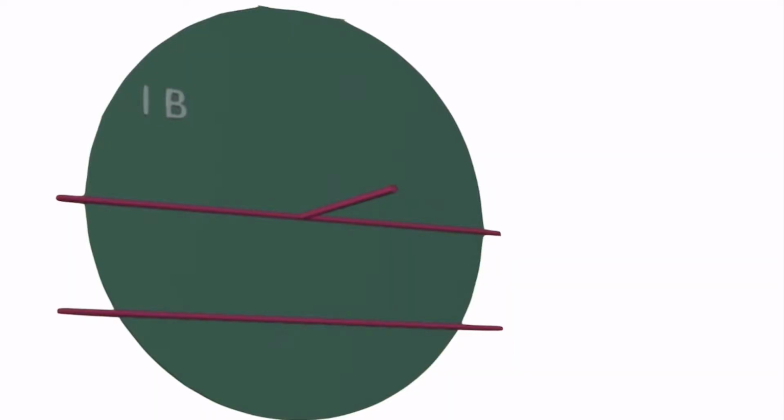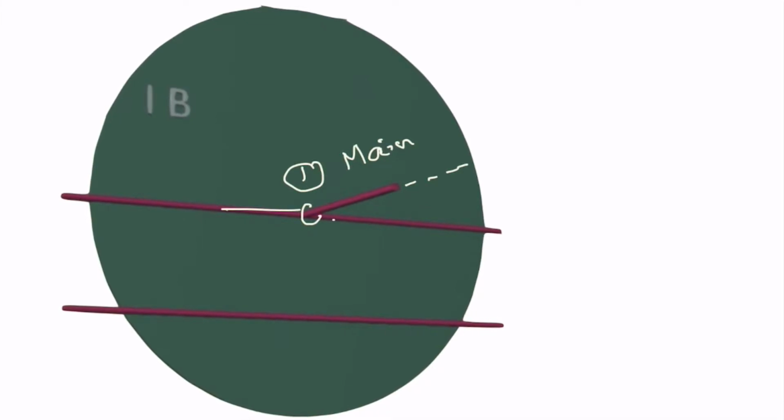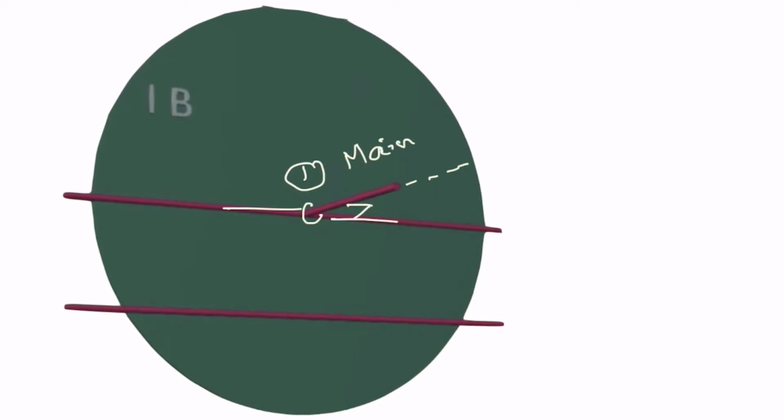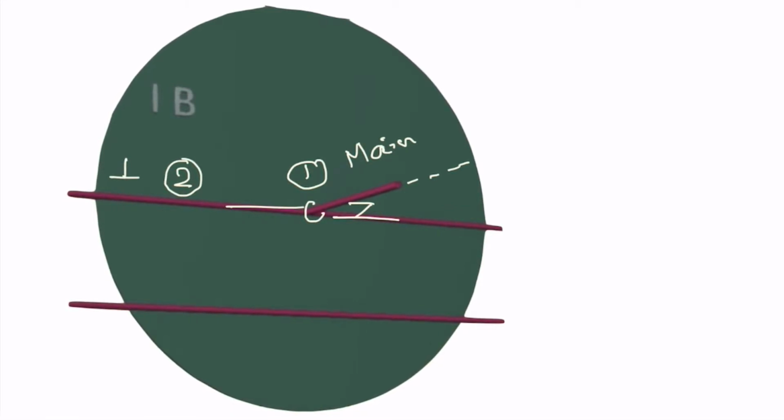Here, let us consider three axes. With respect to the center, this is the main axis. Let us mark it as axis 1. And this axis is perpendicular to the main axis. Let us mark it as number 2, and I am writing the perpendicular sign. That means the second axis is perpendicular to the first axis.